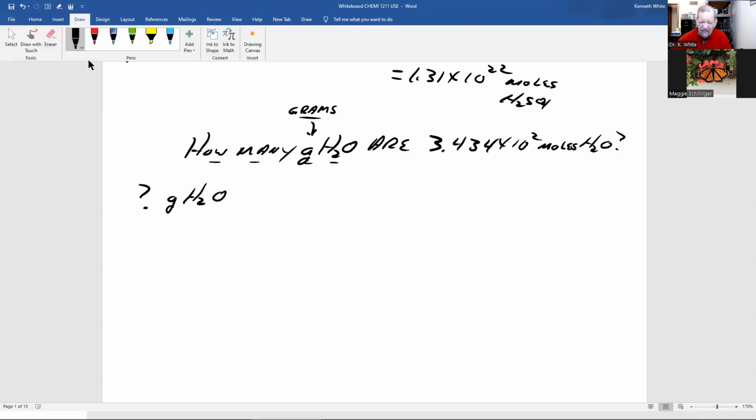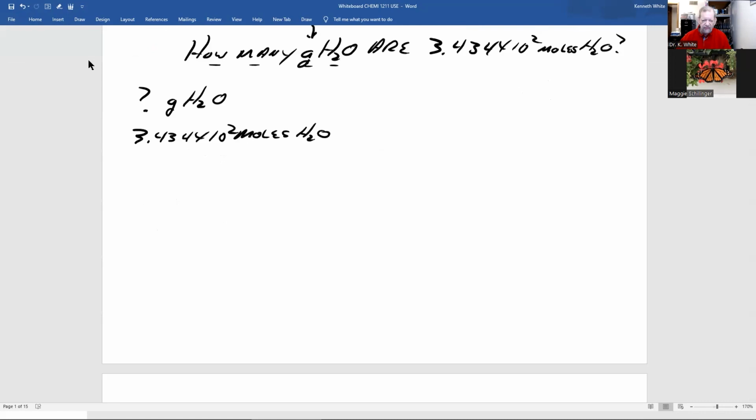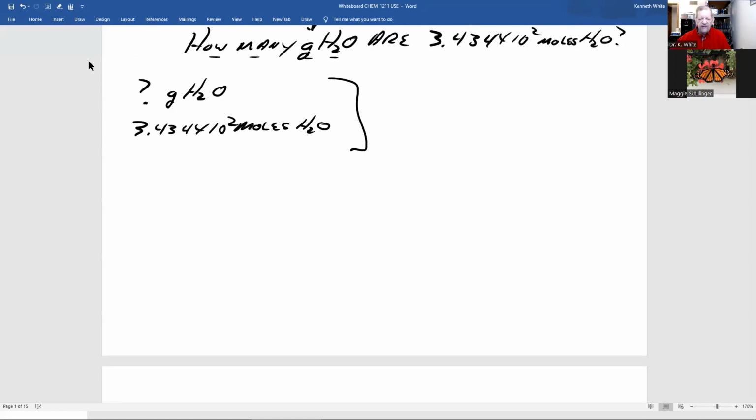All right, what are we given? We're given this number, 3.434 times 10 squared moles. So once we do this, we don't have to look at the word problem again. Well, there's only one number I have to work with, and that's this. Don't forget to put down your units.